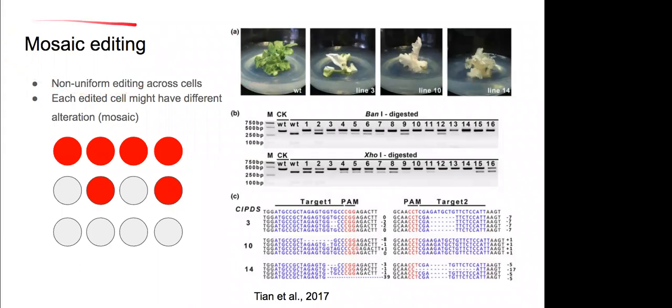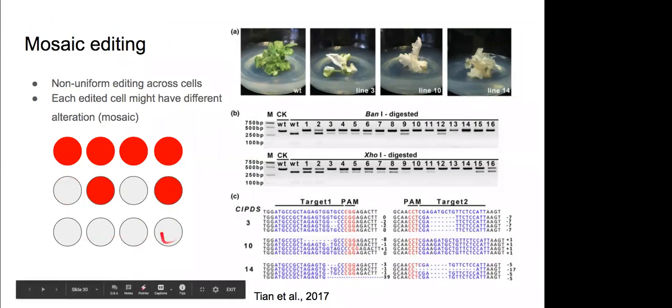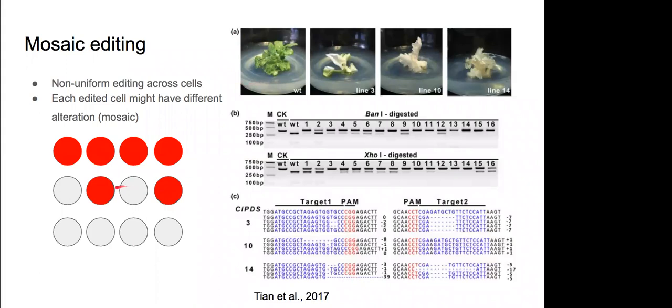Before I begin, I would like to introduce the concept of mosaic editing, where you see three categories of editing here, where the red is the edited cell. Here, all of the cells are edited, but here only some cells are edited. The white is the unedited cell. So this is what I'm referring to as mosaic pattern.